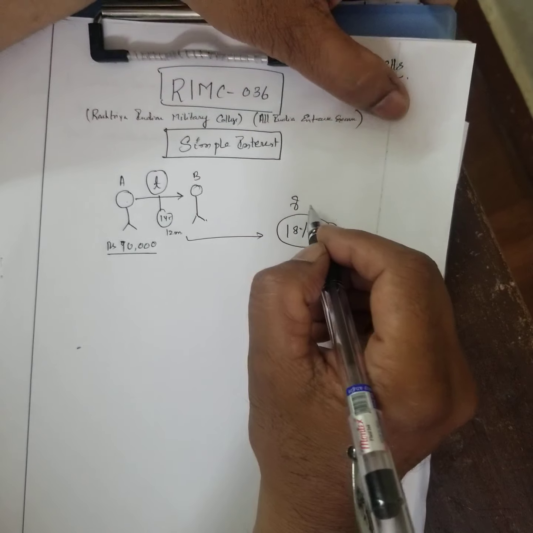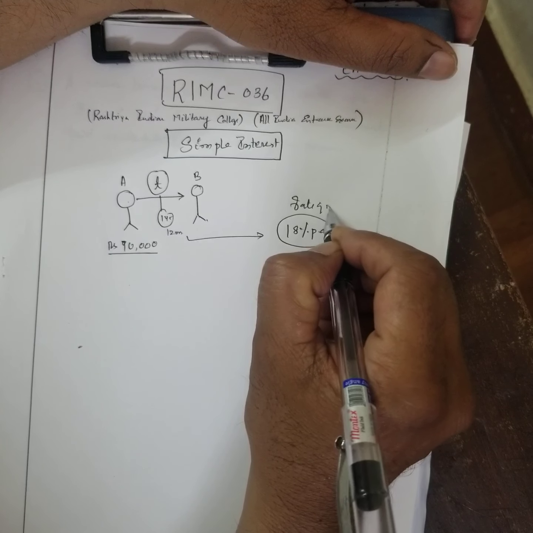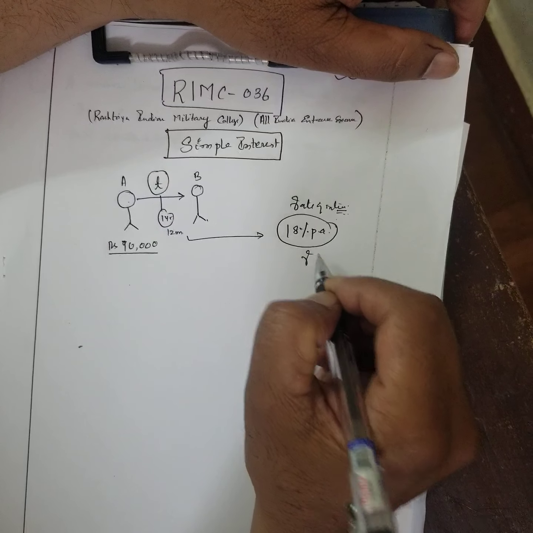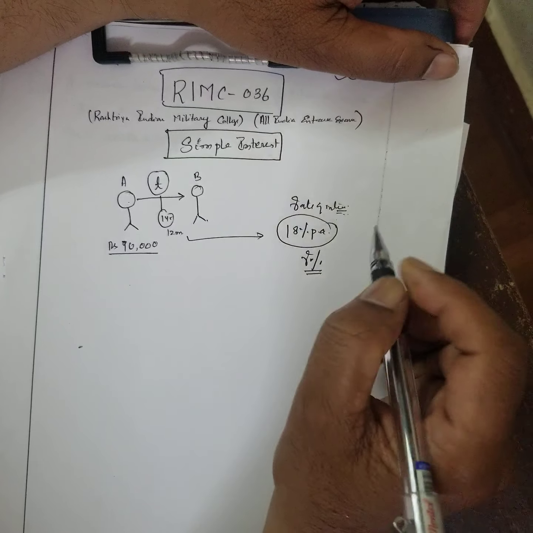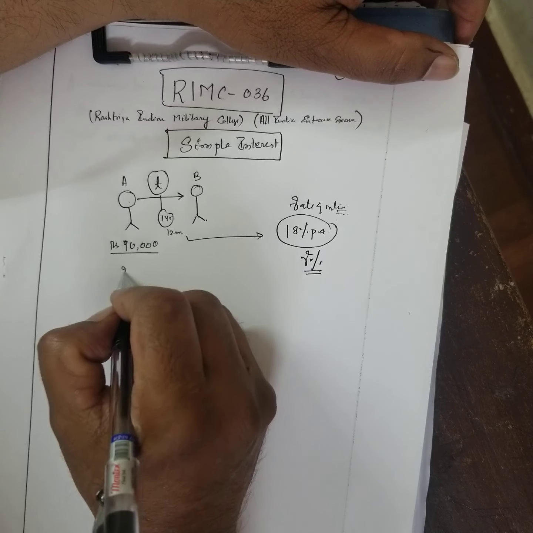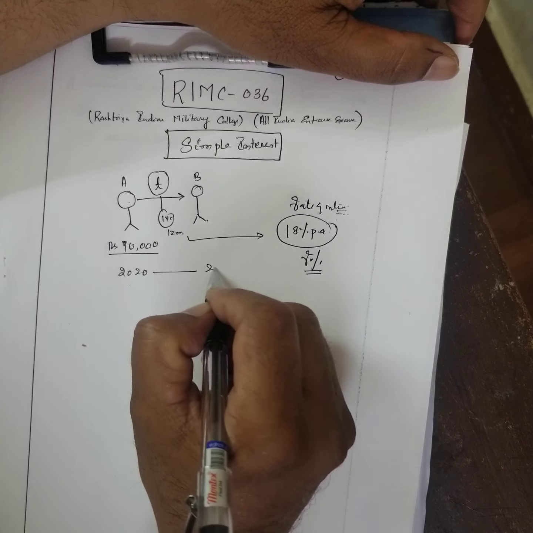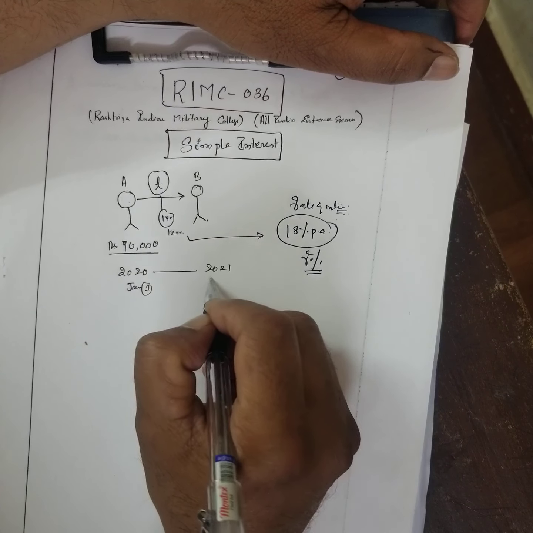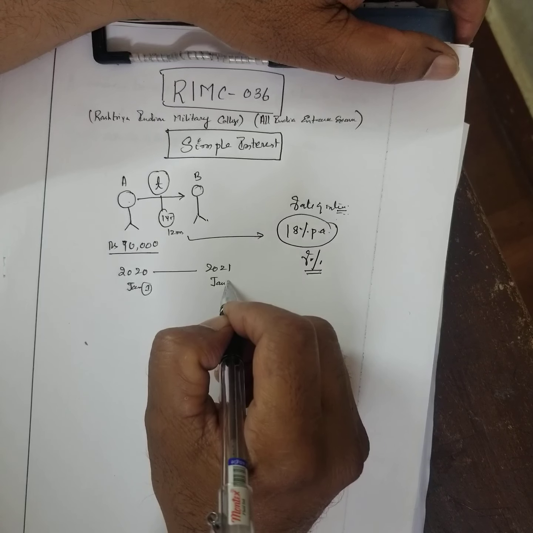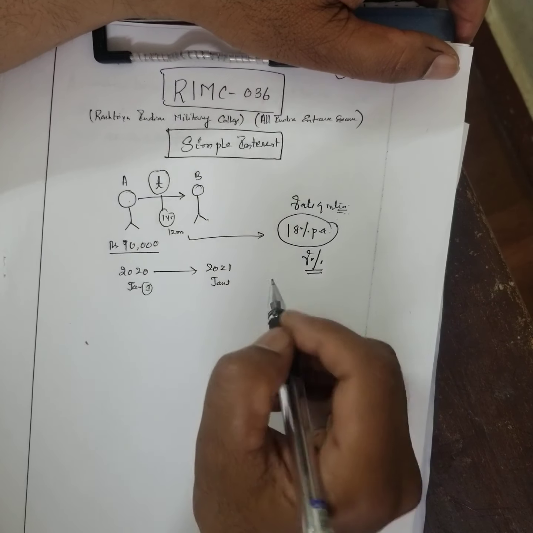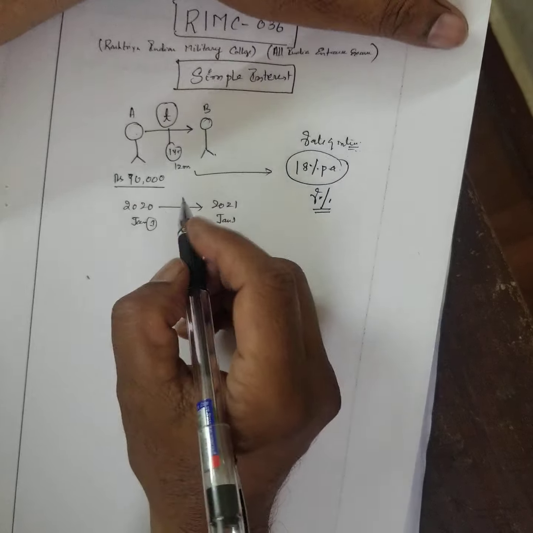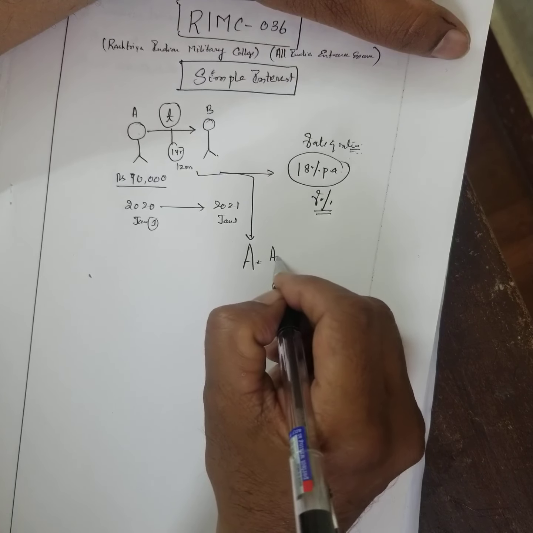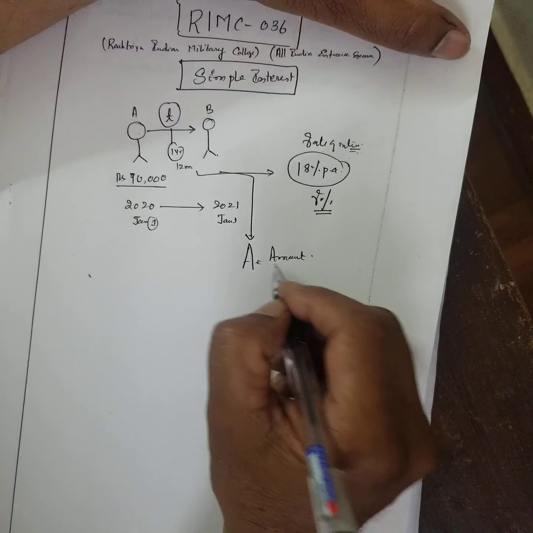This is called rate of interest per annum. I will write the rate of interest like this, 18% per annum. Now this is 2020, and at the end of the year, on January 1st, 2021, he has to return the money. How much money does he have to return? The total money to be returned is called the amount, the total amount to be returned.